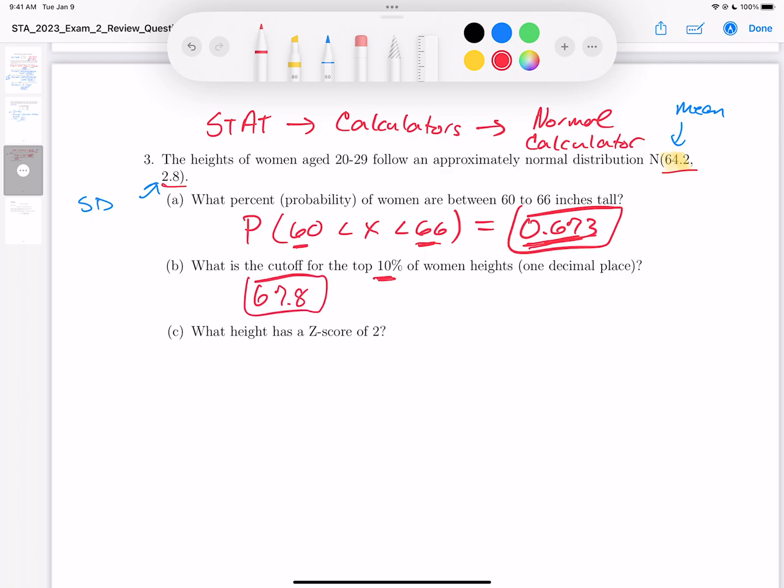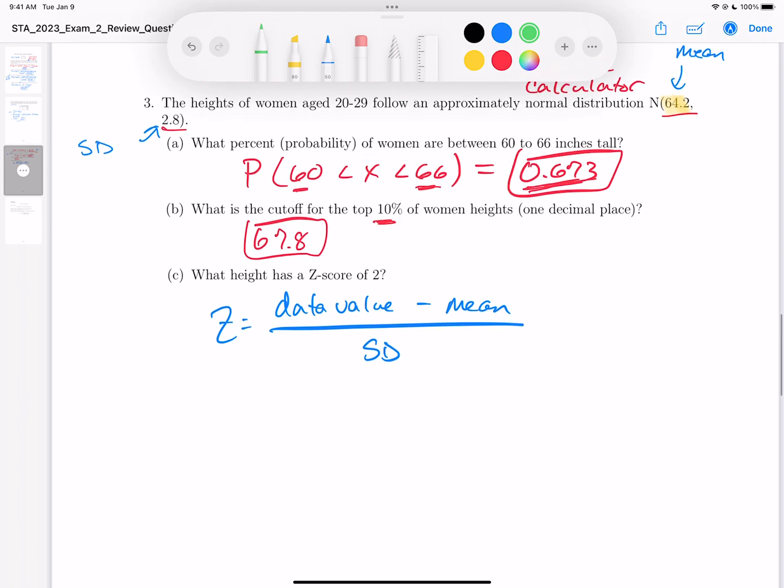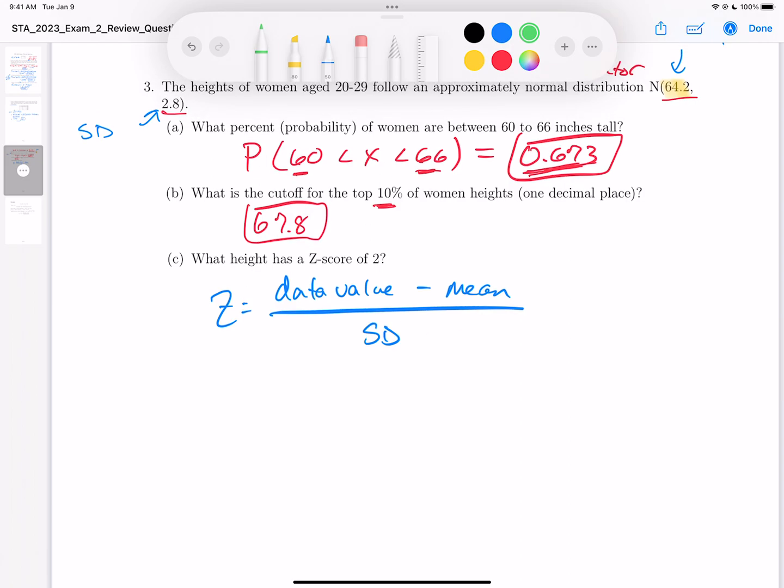Okay, last question. What height has a z-score of 2? To remind ourselves, the z-score formula is we take our data value minus the mean and divide it by the standard deviation. In this question, we know the mean, we know the standard deviation, we even know the z-score. What we're doing is solving for the data value, which is the height. So let me fill in the values we know. The z-score is a positive 2. Remember, z-scores could be positive or negative, or even 0 for that matter.